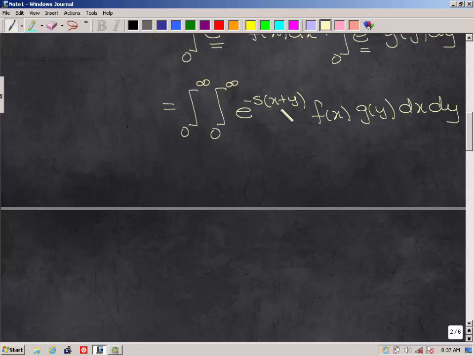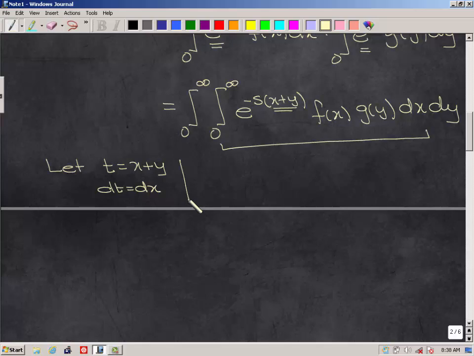So the first thing I'm going to do is make a substitution. I'm going to start with the inside integral, and I'm going to make a substitution for that. So let t equal x plus y. That tells me that dt is equal to dx. Why is that? Why don't we worry about y? Because since we're doing the inner integral, we're going to treat y as a constant, so that becomes 0.